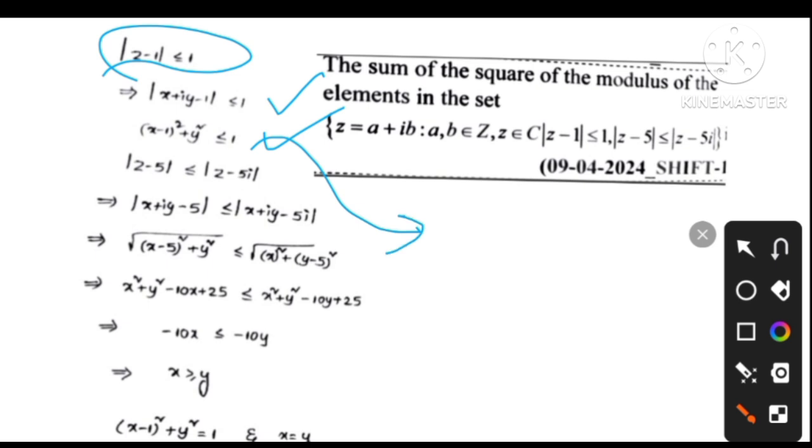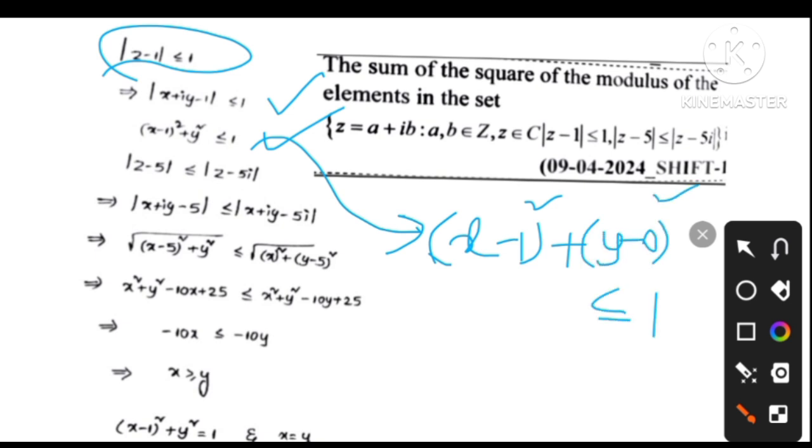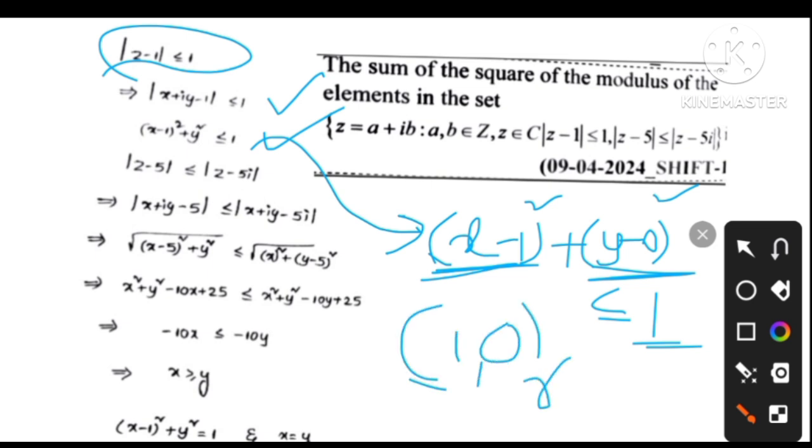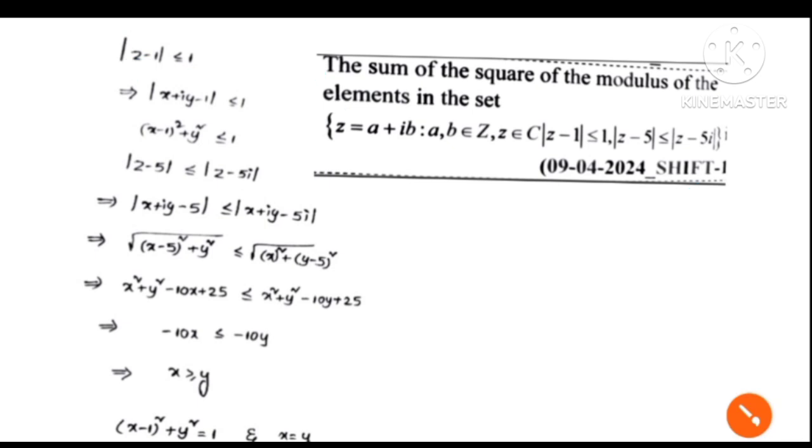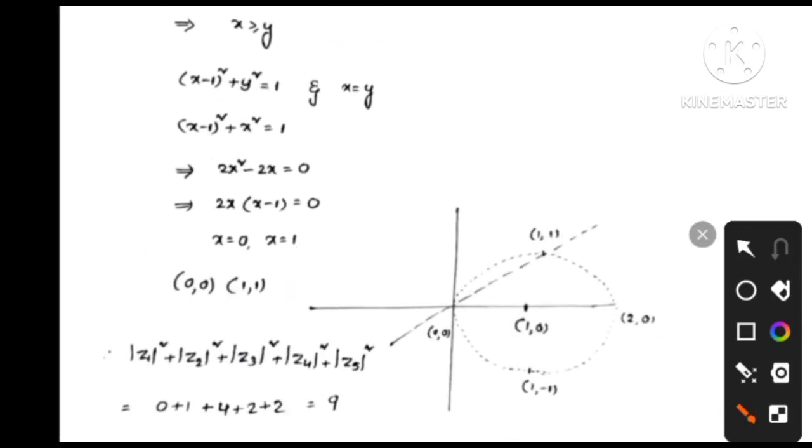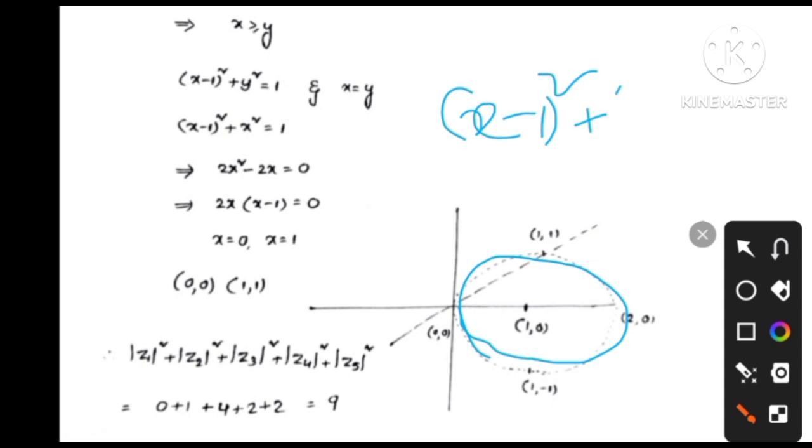Okay, now what it represents, this is x minus 1 whole square plus y minus 0 whole square, okay, this is less than or equal to 1, which is in the form of x minus h whole square plus y minus k whole square equals r square. That is nothing but the equation of the circle with center 1 comma 0 and r equals 1. Less than means we have to take all the elements inside of the circle. Understand all of you? This is the circle that is represented by the equation x minus 1 whole square plus y minus 0 whole square is less than or equal to 1.